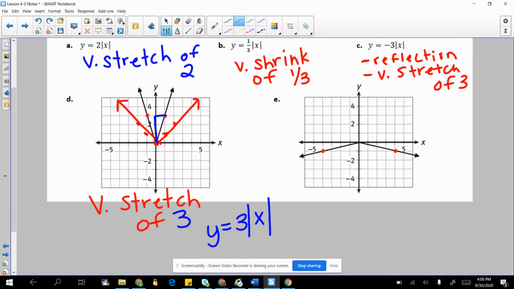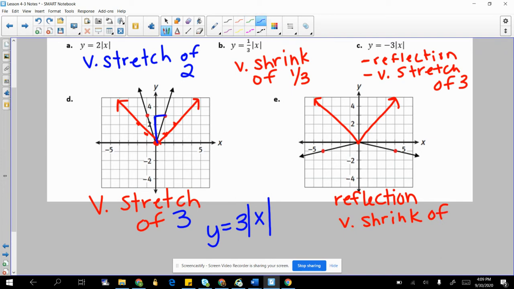All right, same idea. I think it's helpful if you first see the parent function. And so this one looks wider, and it's also flipped over the x-axis. So I know that there is a reflection here because it's flipped upside down. And I know that there's also going to be a vertical shrink. Okay. So we just need to figure out a vertical shrink of how much.